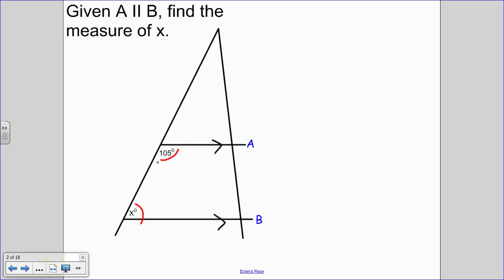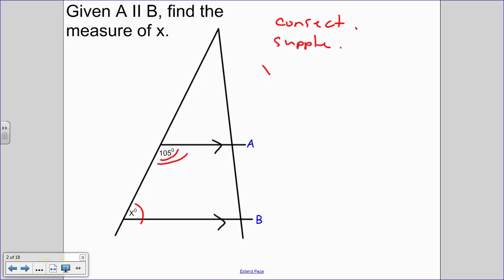and if you look, there's two angles on this picture. Both angles are in the interior regions between A and B. And they're on the same side of the transversal, so that means they are consecutive. And we talked about consecutive angles are going to be supplementary when you have parallel lines.